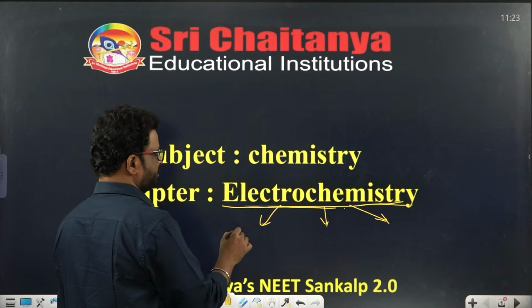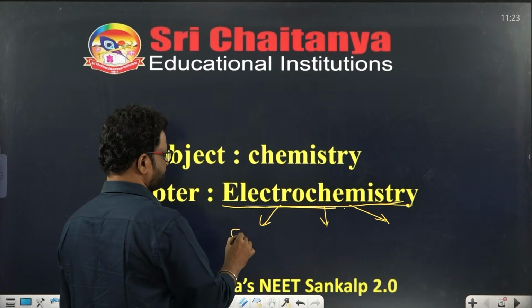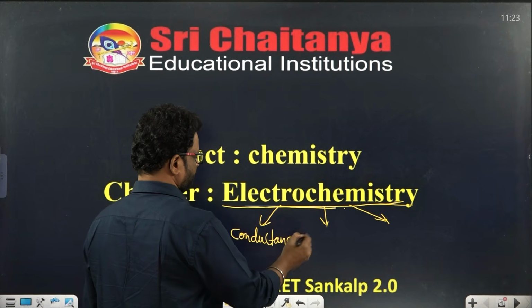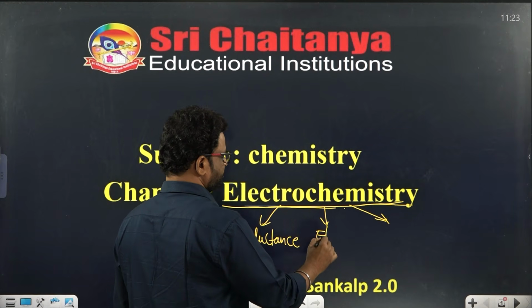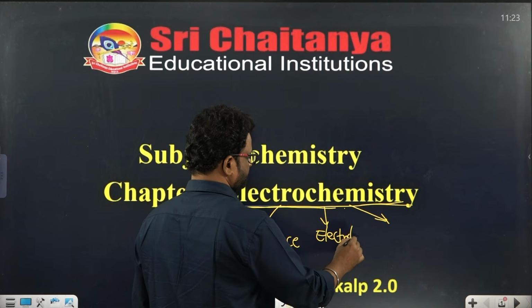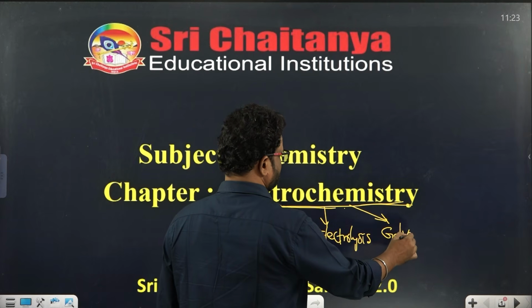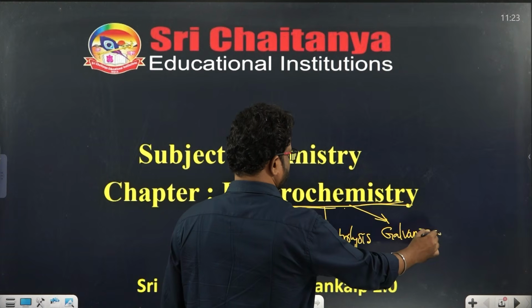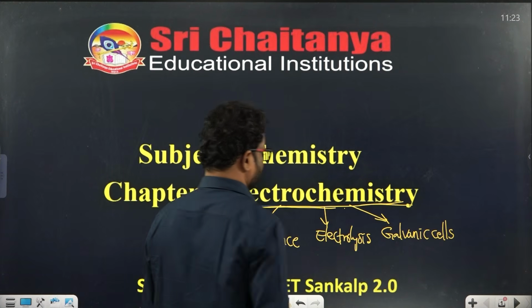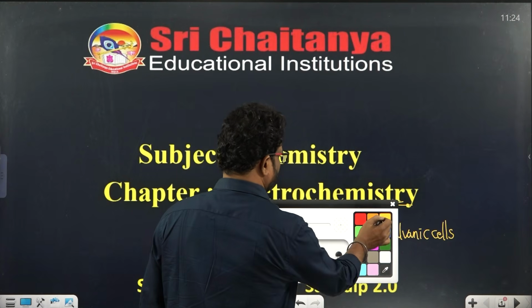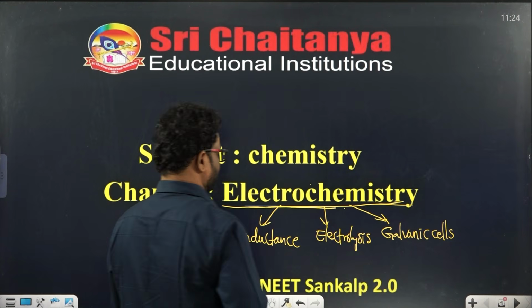So electrochemistry, it has 3 parts like conductance, electrolysis and galvanic cells. So we shall discuss these 3 subtopics individually along with the important model questions that can be given based on each of them.